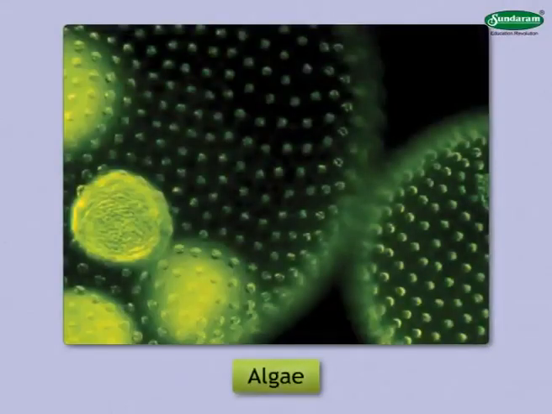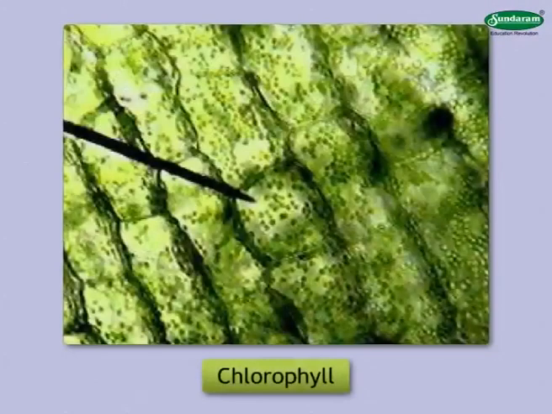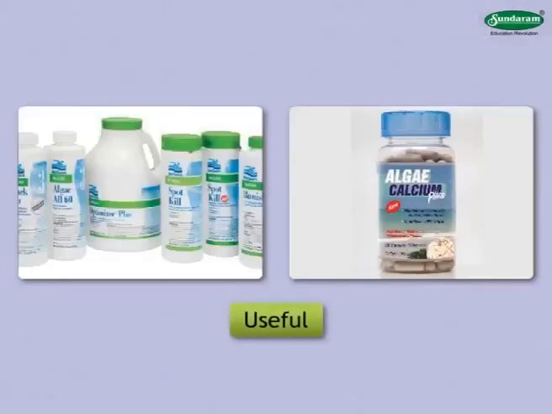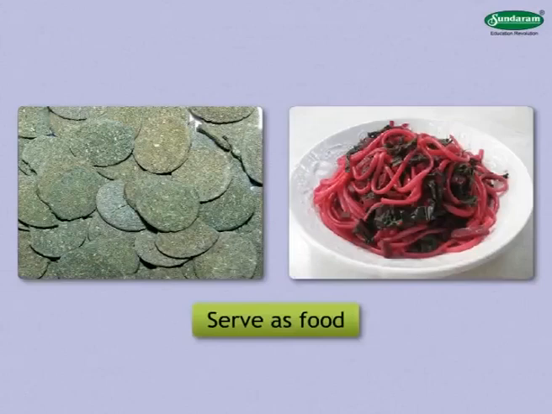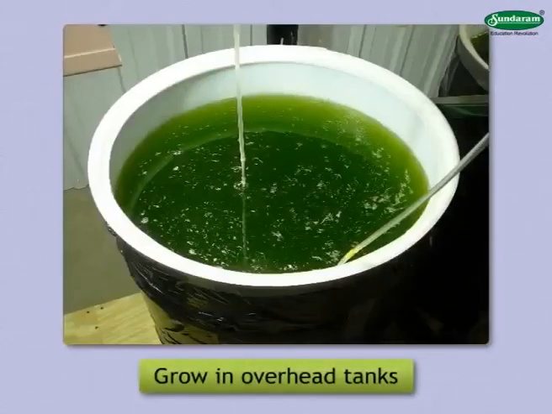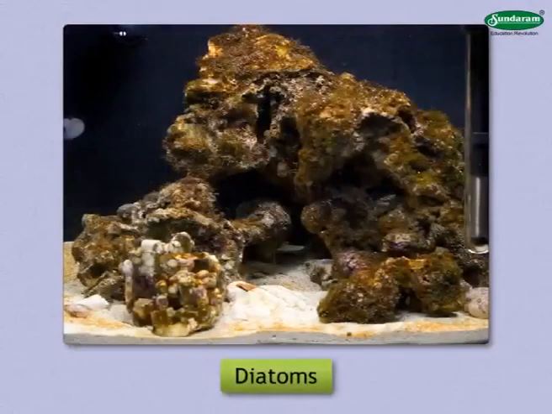Next is algae. They are found in wet, damp places. The cells of these plants, which grow in water, contain chlorophyll. They are autotrophic. Mostly algae are useful. Some kinds of algae serve as food. If they grow in overhead tanks of water where they get sunlight, the water gets a bad smell. Diatoms are a kind of unicellular algae.